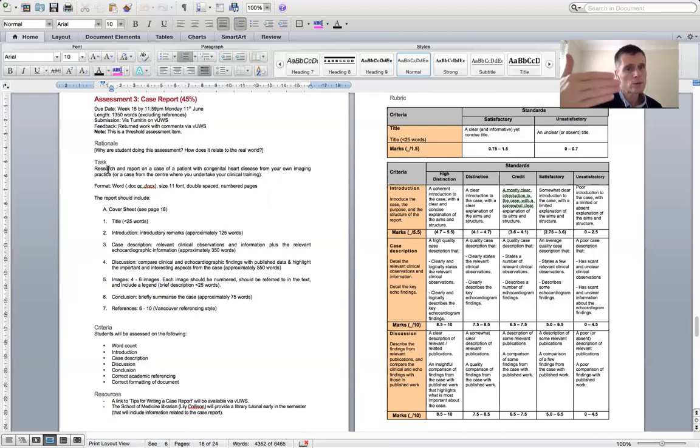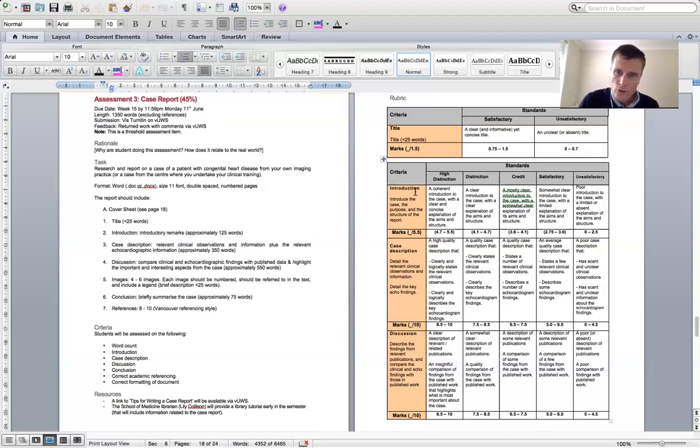The task is you want to research and report a case of a patient with congenital heart disease from your own imaging practice. Now, it does not have to be one of the really tricky congenital heart disease cases. It can be something as simple as a patient who's had an ASD repaired, or someone who's got a bicuspid aortic valve, or a coarctation of the aorta, or something like that. But anyway, someone who attends your clinic, who hopefully you've been involved in acquiring the images.